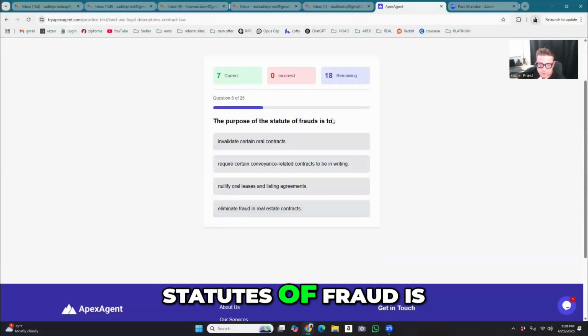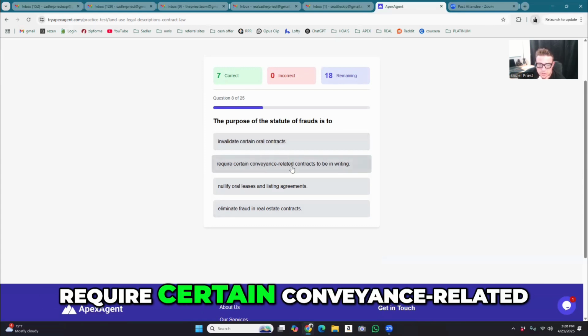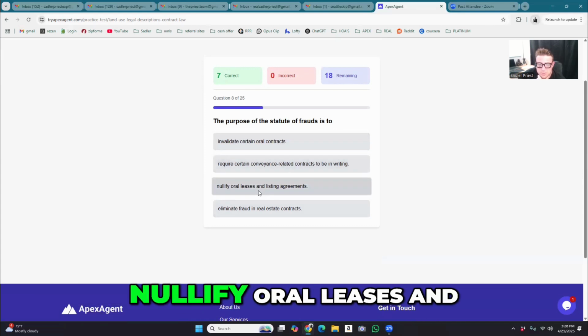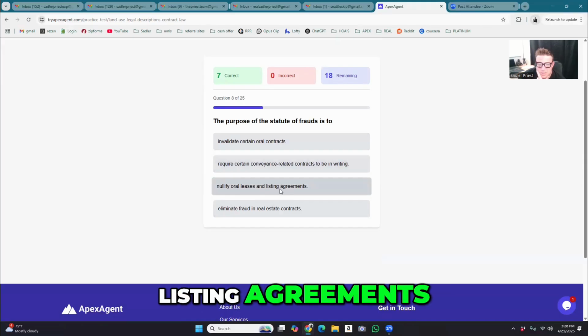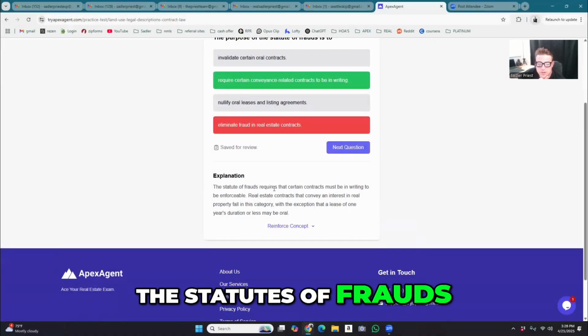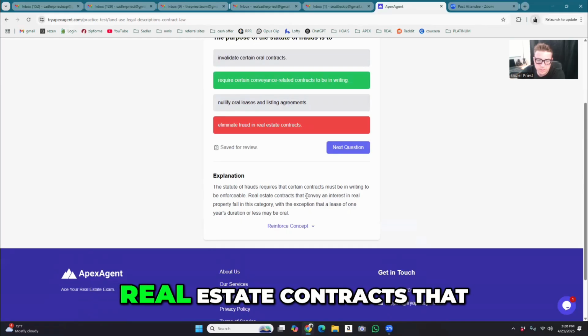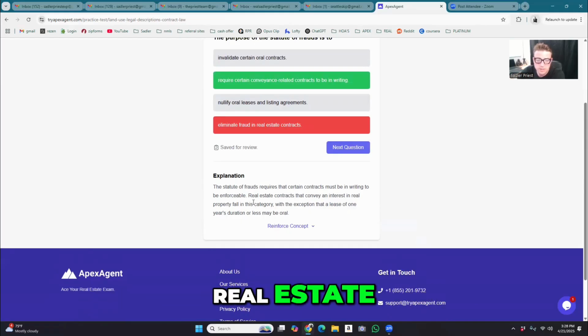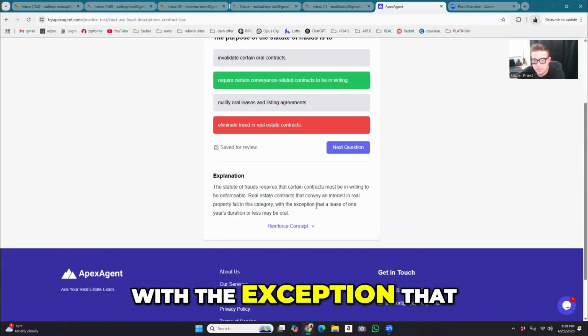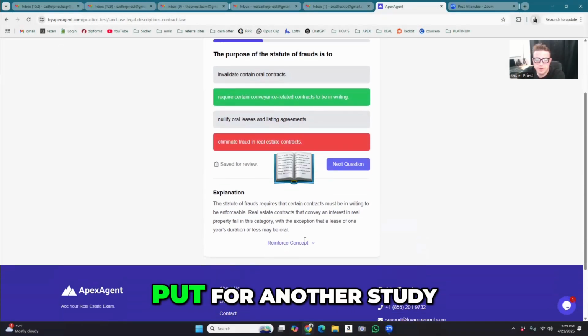The purpose of the statute of frauds is to invalidate certain oral contracts, require certain conveyance related contracts to be in writing, nullify oral leases and listing agreements, or eliminate fraud in real estate contracts. I believe it's fraud in real estate. Well, let's find out. The statute of frauds requires that certain contracts must be in writing to be enforceable. Real estate contracts that convey an interest in real estate fall in this category, with the exception that a lease of 1 year's duration or less may be oral. That's one I'd probably put aside for more study.